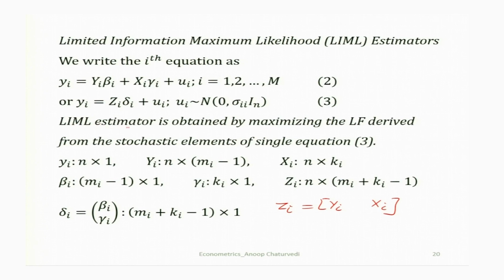The limited information maximum likelihood estimator is obtained by maximizing the likelihood function derived from the stochastic elements of this single equation 3. Now, what are the stochastic elements of this equation? You have small y_i here and capital Y_i. So, these are the stochastic elements. While calculating the likelihood function, you have to consider these two variables. You must keep these two variables in mind, small y_i and capital Y_i.